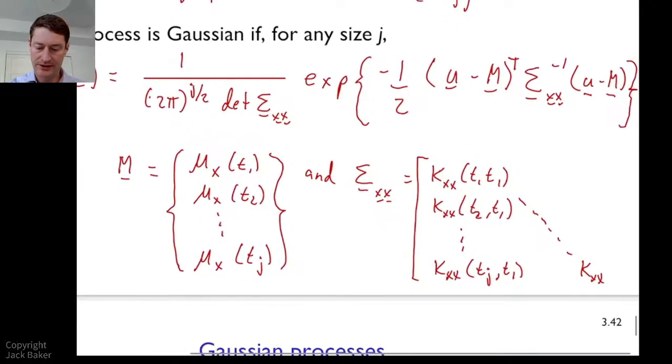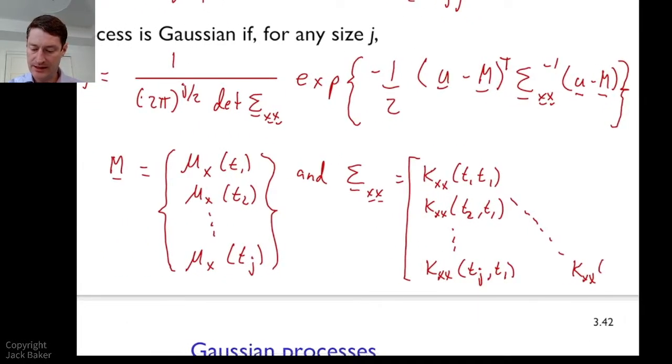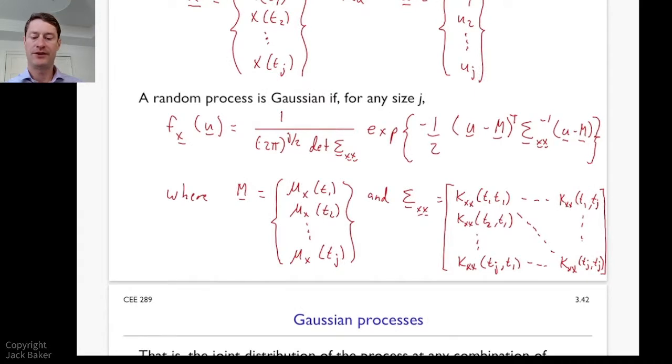down to kxx tj. Make this a little bigger so I can write a little more cleanly. And then across, we'll go over to kxx t1 tj. And down. So we'll fill in where the ith row and the jth column gets ti, tj as the indices on the covariance function. Okay, so we just evaluate that covariance function at a bunch of pairs of points in time.